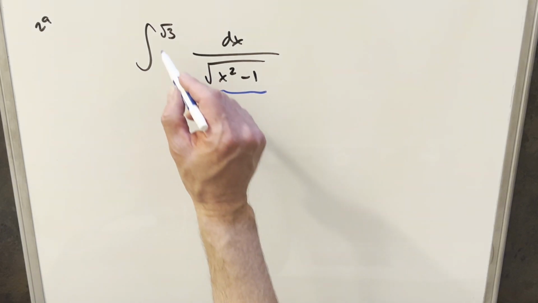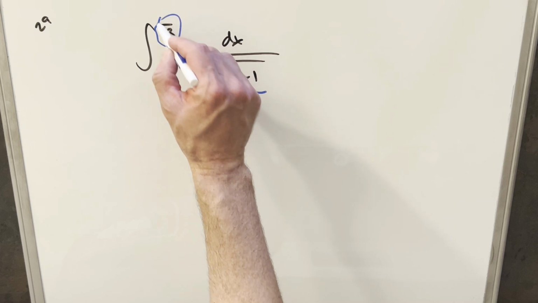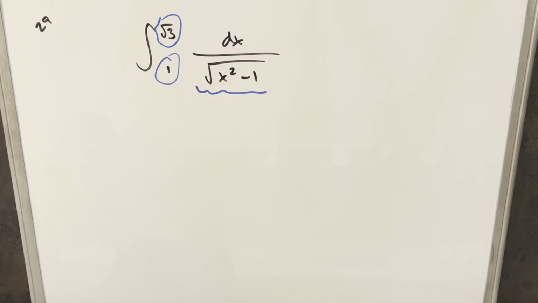The interesting thing, I think, is just the bounds. We're going from 1 to square root of 3. That's going to make it a little different. Now, I actually know two good ways to do this off the top of my head: regular trig substitution and hyperbolic trig substitution. For this one, I'm going to do hyperbolic trig substitution.